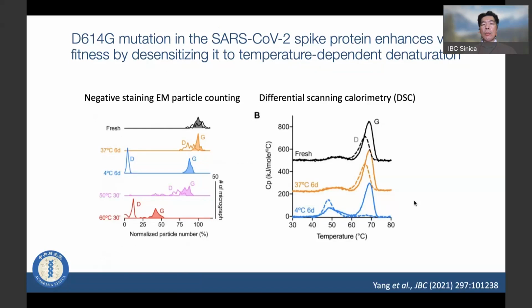Further differential scanning calorimetry analysis shows that incubation of both variants at 37 degrees Celsius for 6 days seems to retain the integrity of the spike protein as much as the freshly prepared samples. In contrast, for the wild type, incubation at 4 degrees Celsius for 6 days lost the high temperature transition peak, as indicated by the dashed blue line. In contrast, the D614G mutation retained most of its high temperature transition peak. So the take-home message is that the wild-type protein is very sensitive to cold denaturation, and even a short period of cold storage is bad for the wild-type protein.